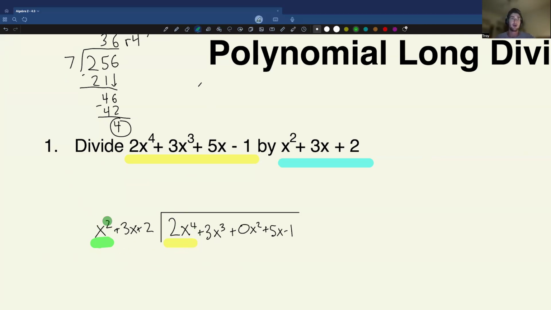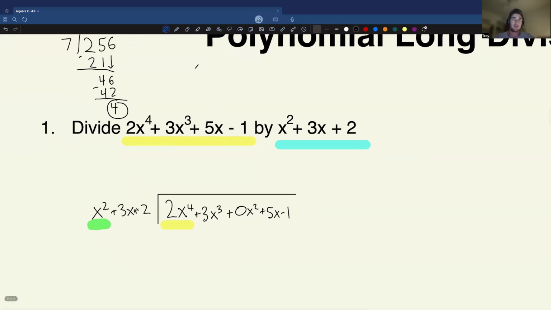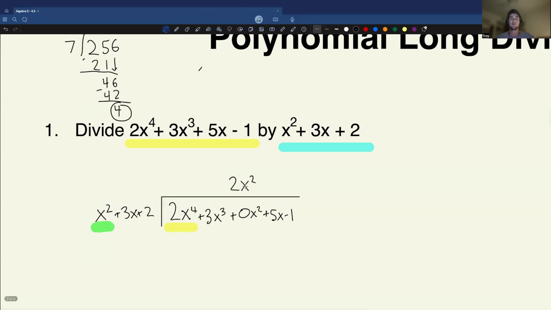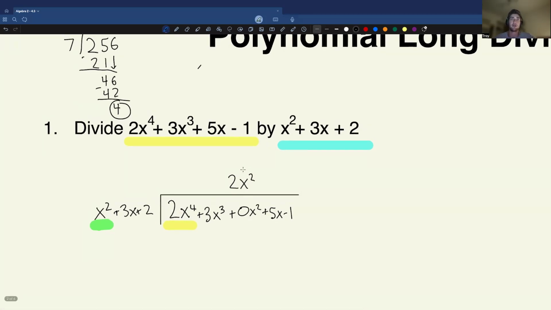So really, the limiting factor here is going to be x squared. Because x squared times another x squared would give us x to the fourth, we know that we're going to have x squared, but there's also this 2 out front here. So I'm going to write 2x squared. Notice I'm writing it in line with the other x squared right here. I like to do that with polynomial long division because it keeps everything neat and organized.